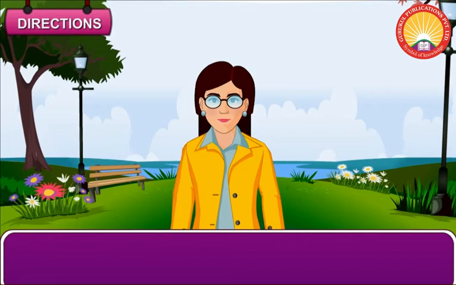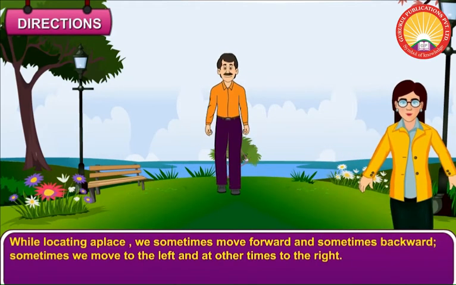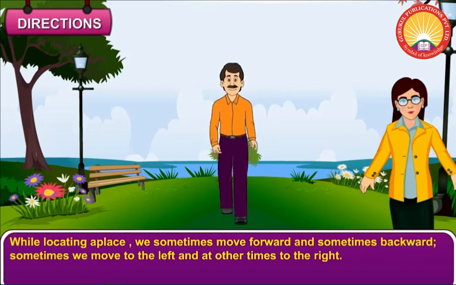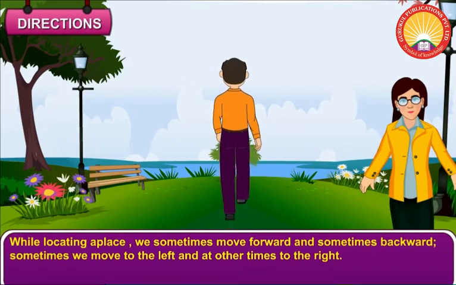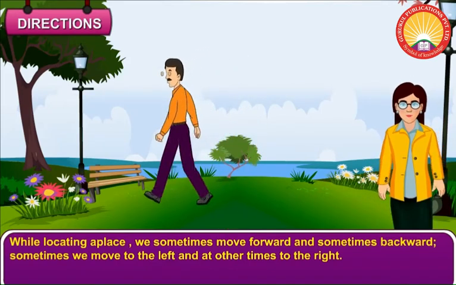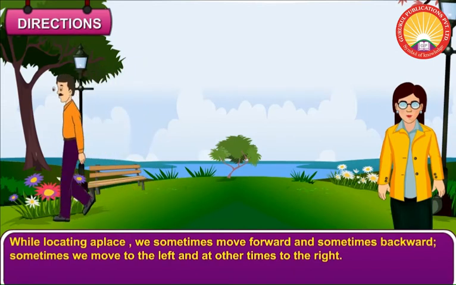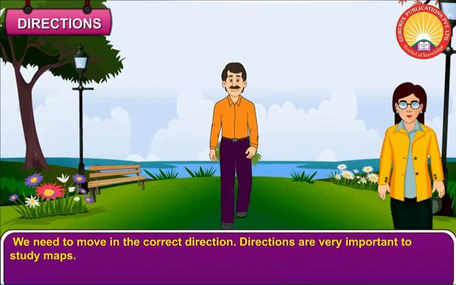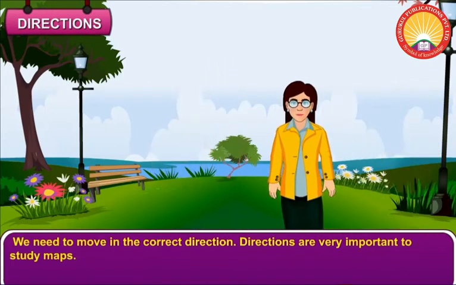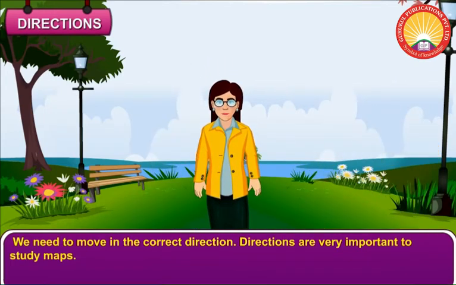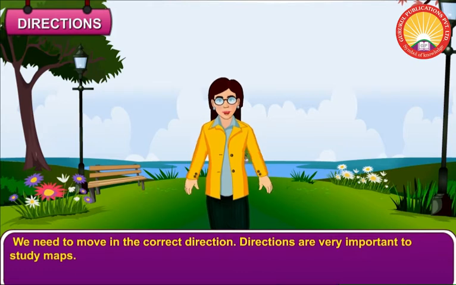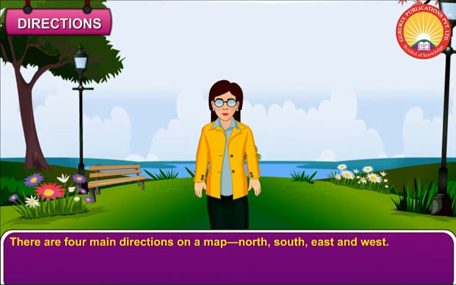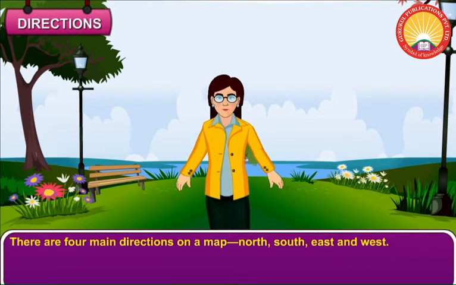Directions. While locating a place, we sometimes move forward and sometimes backward. Sometimes we move to the left and at other times to the right. We need to move in the correct direction. Directions are very important to study maps. There are 4 main directions on a map: north, south, east, and west.